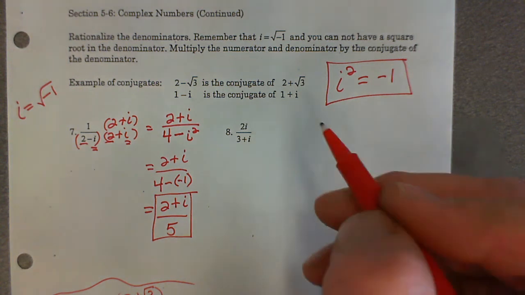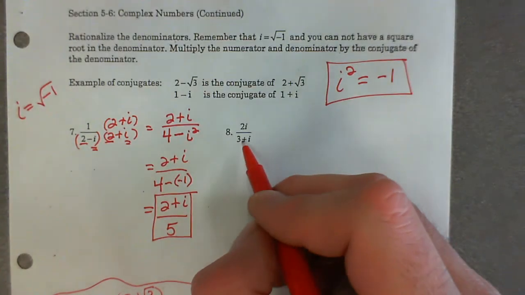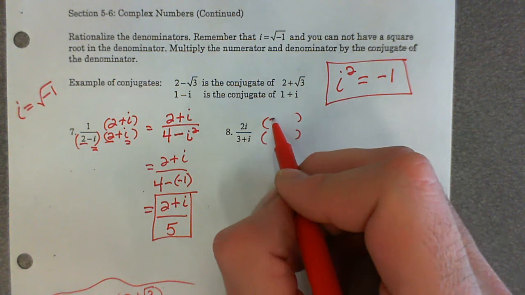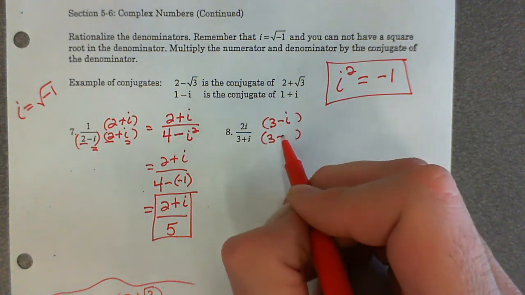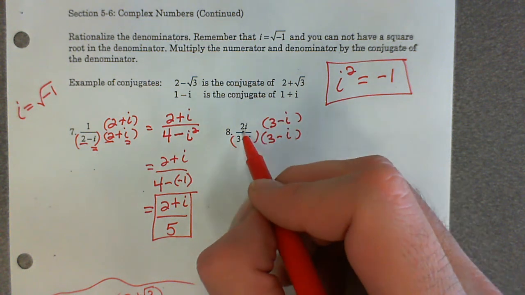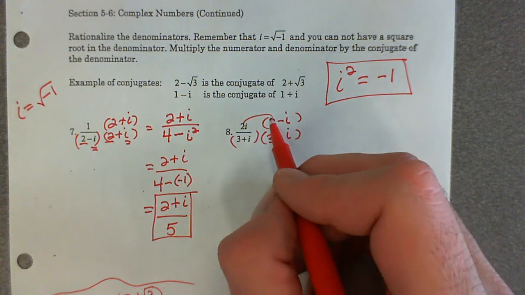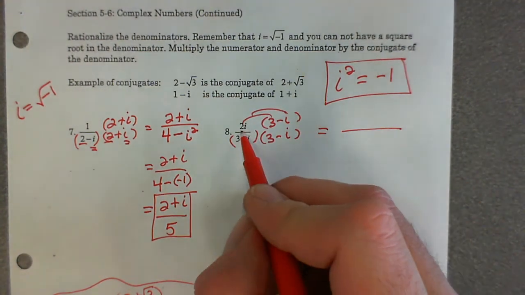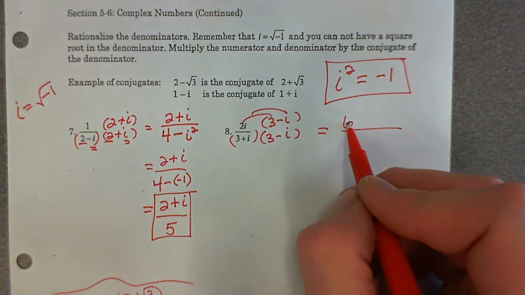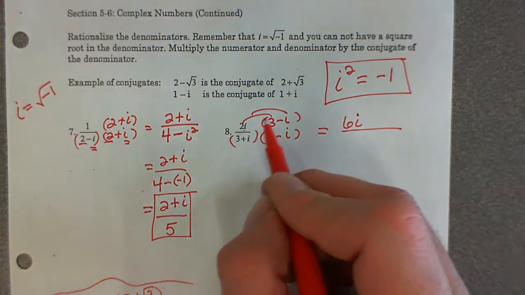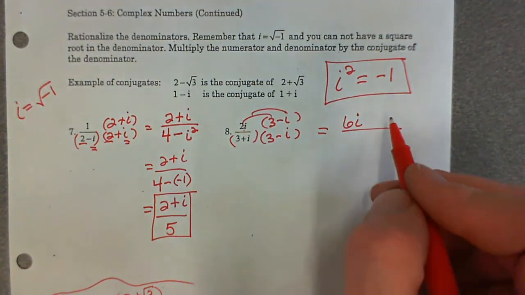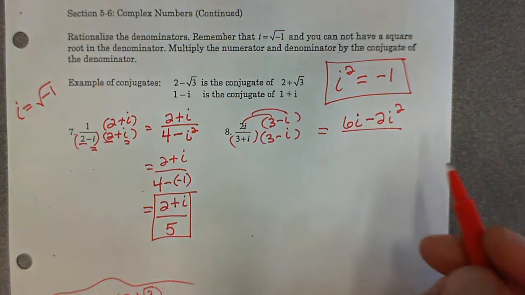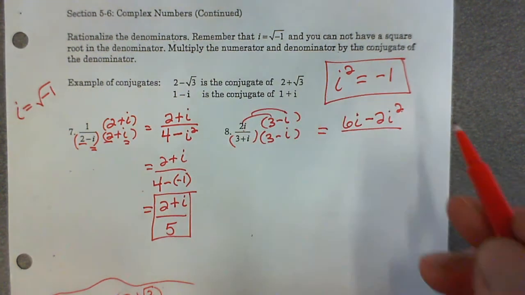If we do one more of those, here we've got 3 plus i, so we multiply top and bottom by 3 minus i. On the top, you have one term times two terms, so we need to distribute. That comes out to 2i times 3, which is 6i. 2i times negative i is negative 2i squared. We'll eventually need to change that.